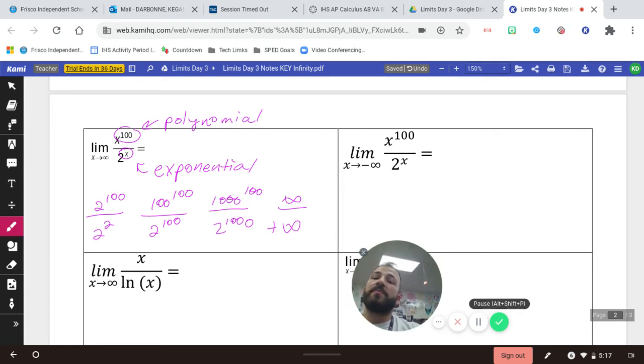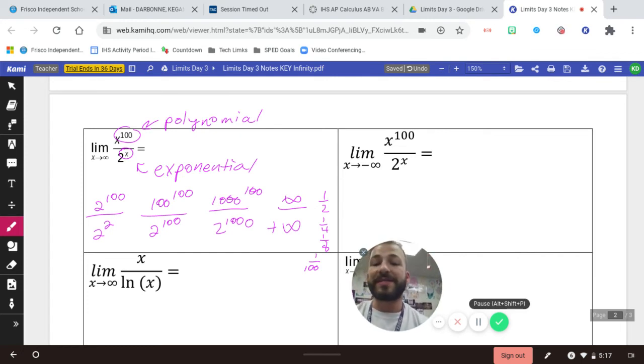So if the number on the bottom is always going to be bigger, and I divide a number on top by an infinitely bigger number, so think about this. If I divide 1 by 2, that's 1/2. If I divide 1 by 4, that's 1/4. 1 by 8, 1/8. 1 by 100. My number is getting smaller and smaller as the number on the bottom gets bigger.